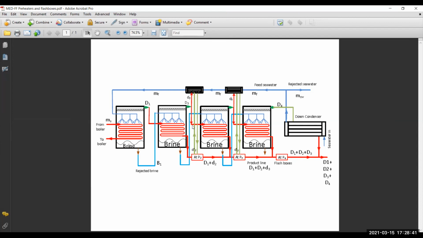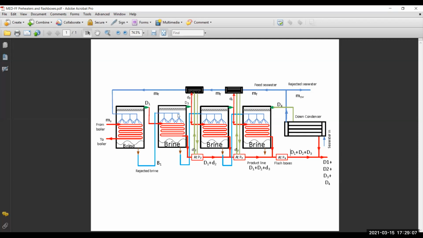Which means that whatever is going to condense here is not going to be capital D2, but it will be capital D2 minus small d2, which has gone to the preheater. And then this small d2 that has gone to the preheater is going to join the flow which is going to the flash box back again. So whatever is going back to the flash box should be D2 plus D-2.